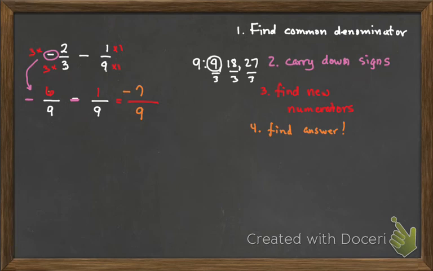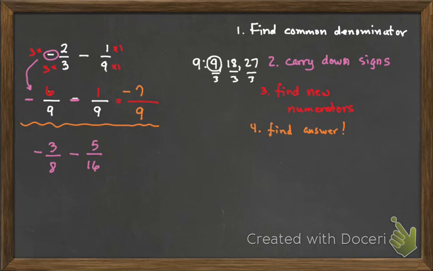Okay? Now let's do an additional problem underneath that. I'll have to make one up. Let's say negative 3/8 minus 5/16. Okay, so we're going to follow our rules. First thing, find a common denominator.